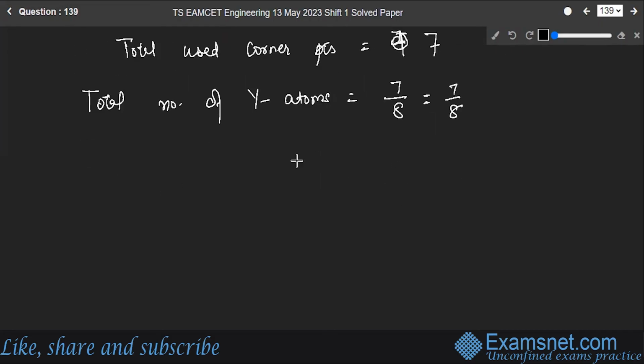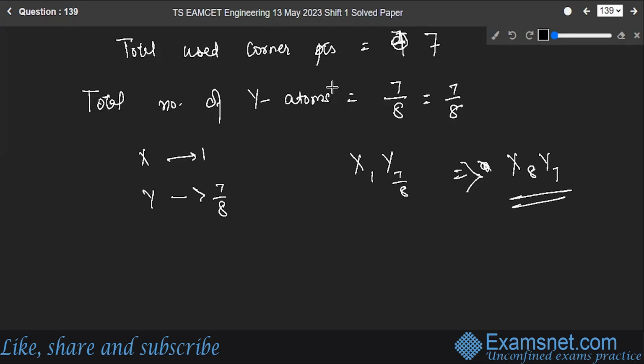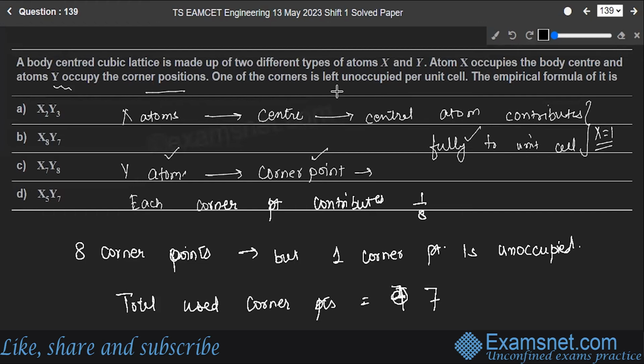Now, what will be the empirical formula? You are having X as 1 and Y 7 by 8. So that will make X 8, Y 7. So this is the right empirical formula. X 8, Y 7. Option B is the correct answer. Hope you understood this. Next is question 140.